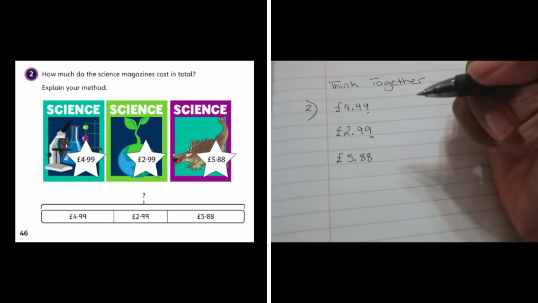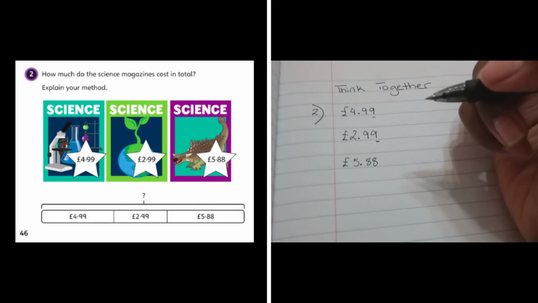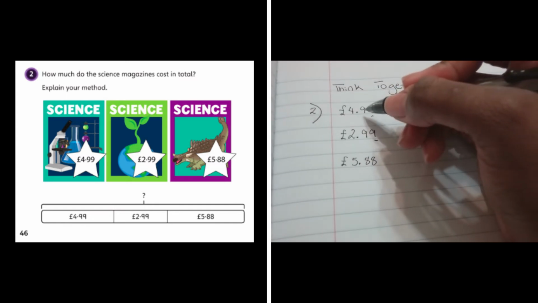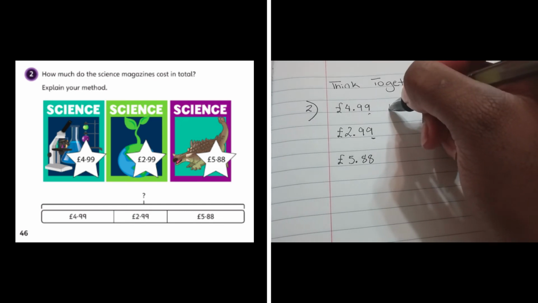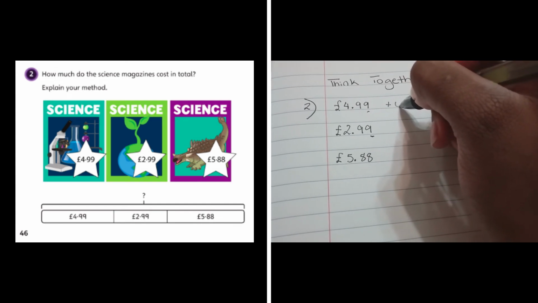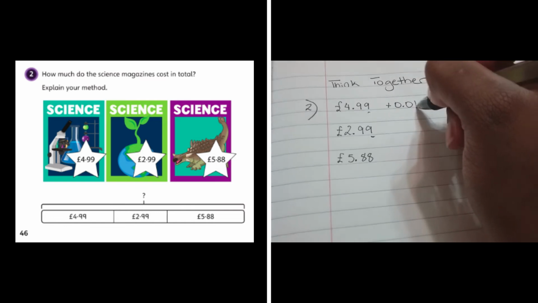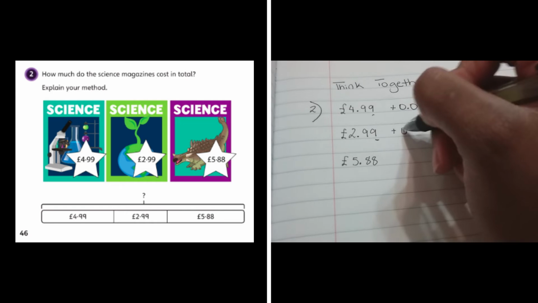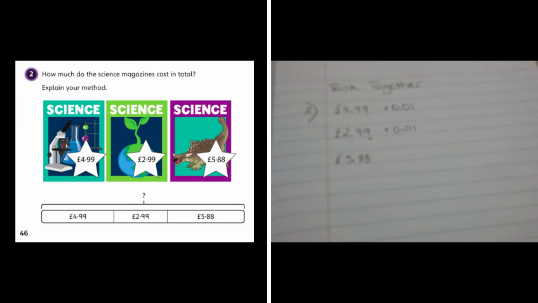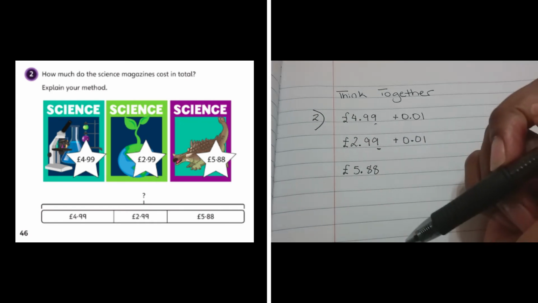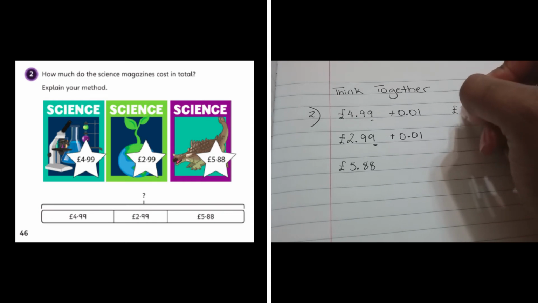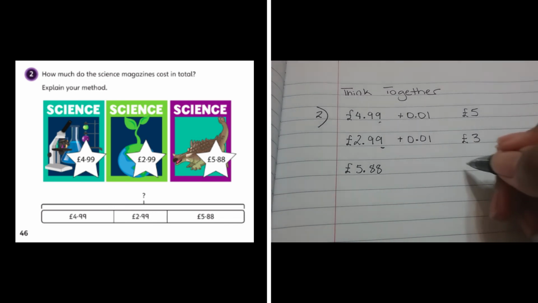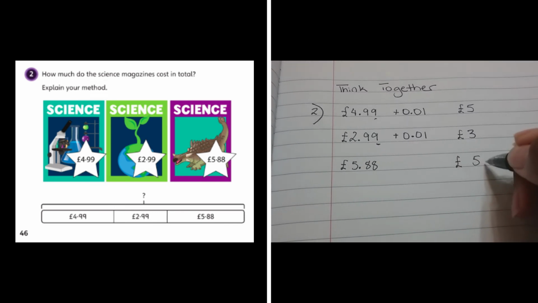When you go to the store and you see something that costs like $3.99 or $6.99, you usually just round it up to the next whole dollar, don't you? Let's try that here. If we round these up to the next whole dollar, what we'll be doing is adding 1 cent, or 1/100th of a dollar. So to make this a little bit easier to do mentally, I'm going to pretend that this is £5. And I'm going to pretend that this is £3. And then I'm going to keep this one as £5.88.